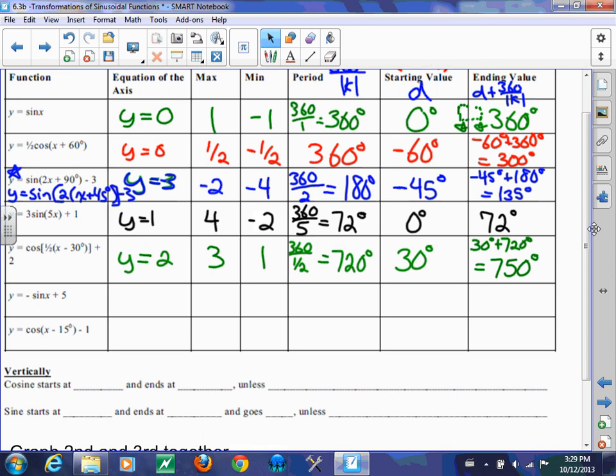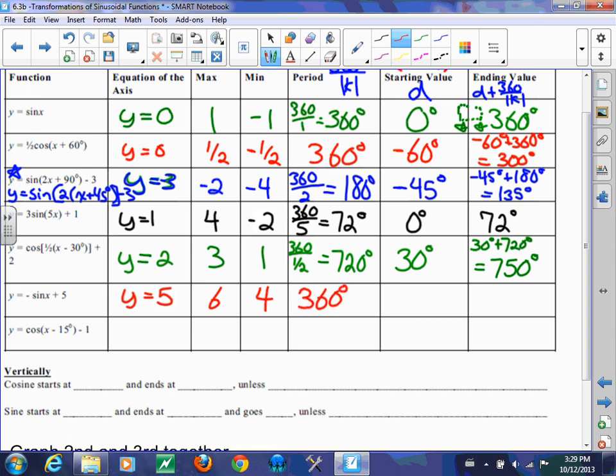All right, next one. We notice that C equals 5, so that means my equation is y equals 5. Looking at my maximum, notice we've got negative a here, so the absolute value is 1. So you take 5 and add 1 is 6. Take 5 and subtract 1 is 4. K is 1, so that means we have 360 degrees. There's no D value, so we're starting at 0 degrees, and we're going to end at 360 degrees to complete one rotation or one cycle.